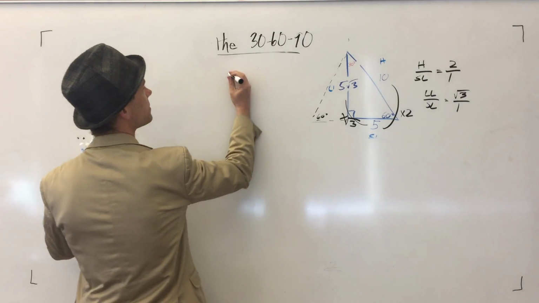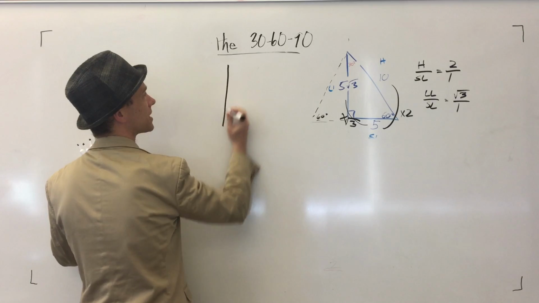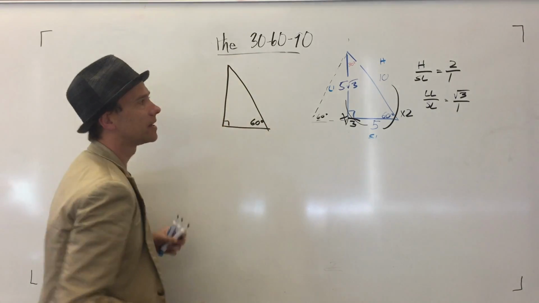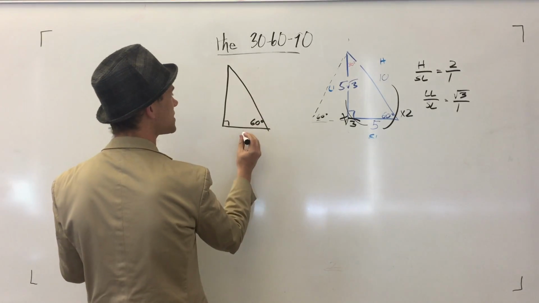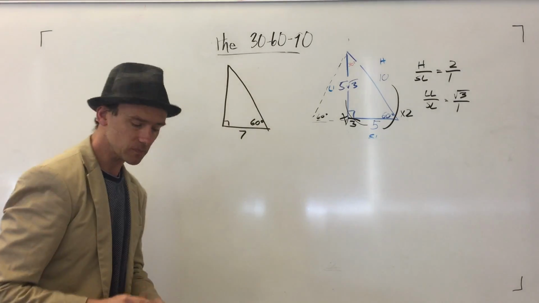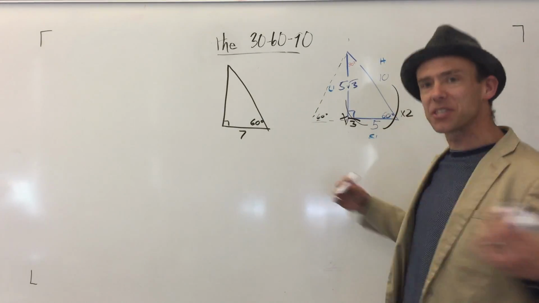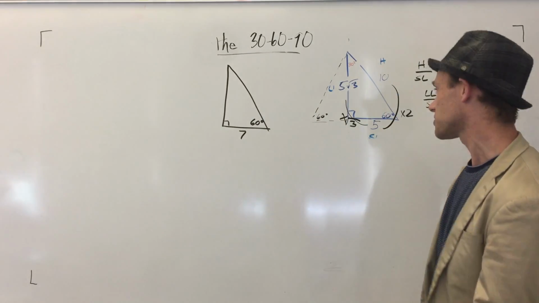Now let's look at something that you might be looking at in your homework assignment or something like that. You might be looking at a 30, 60, 90, and they may have just given you, say, this side to be 7. So what are we going to do now? And I ain't going to ask you to pause. I'm just going to assume you paused it. Let's roll.